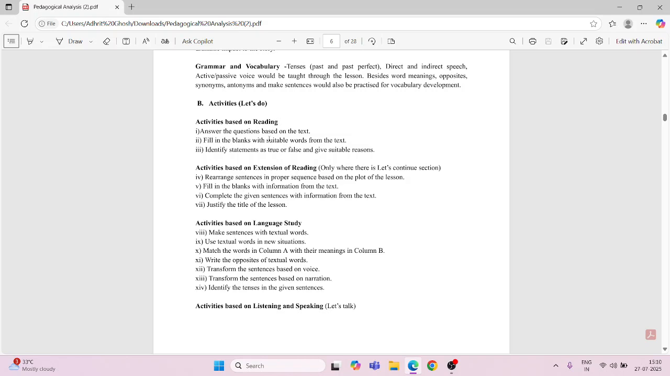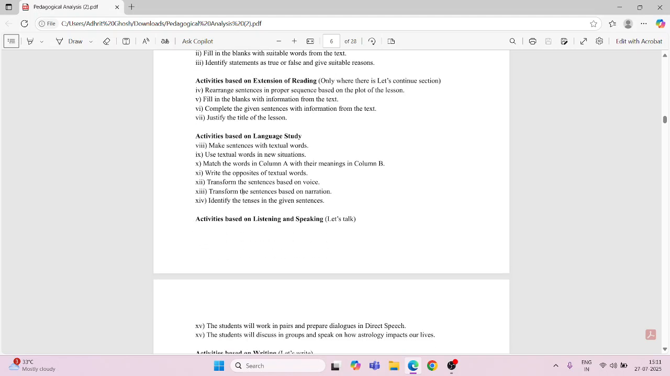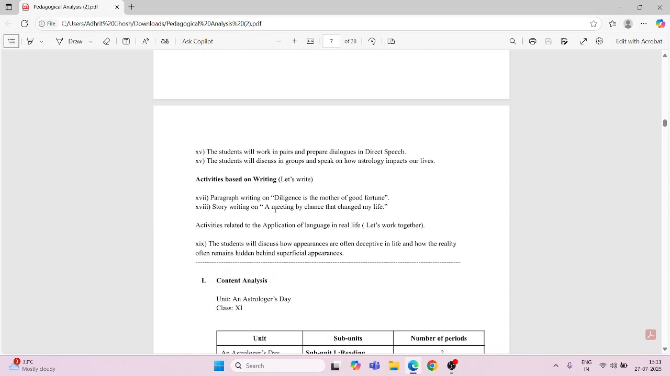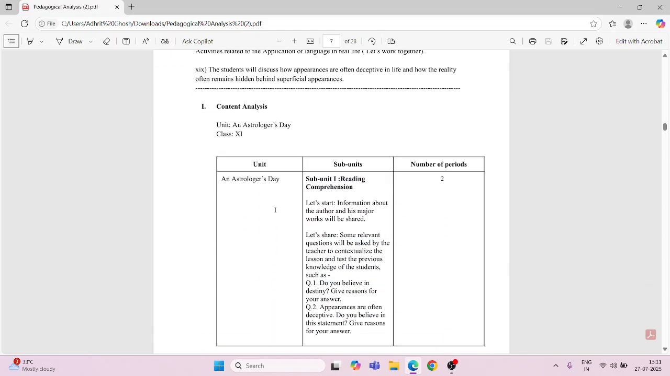So here in activities, you write down the activities based on reading. These you can note down mainly from the back questions, or you can construct your own activities depending upon the lesson and the class that you are taking. So language study, listening and speaking, activities based on writing. Then we move on to the content analysis.